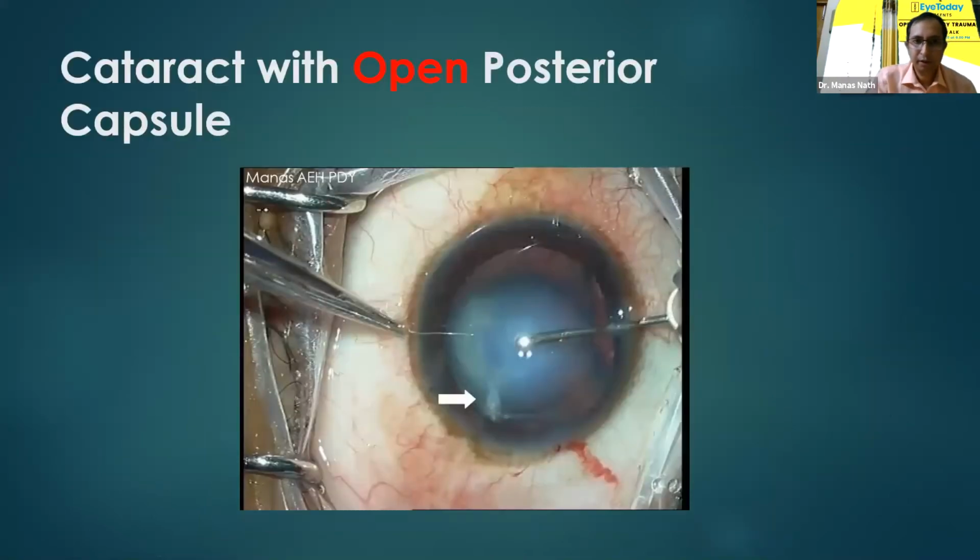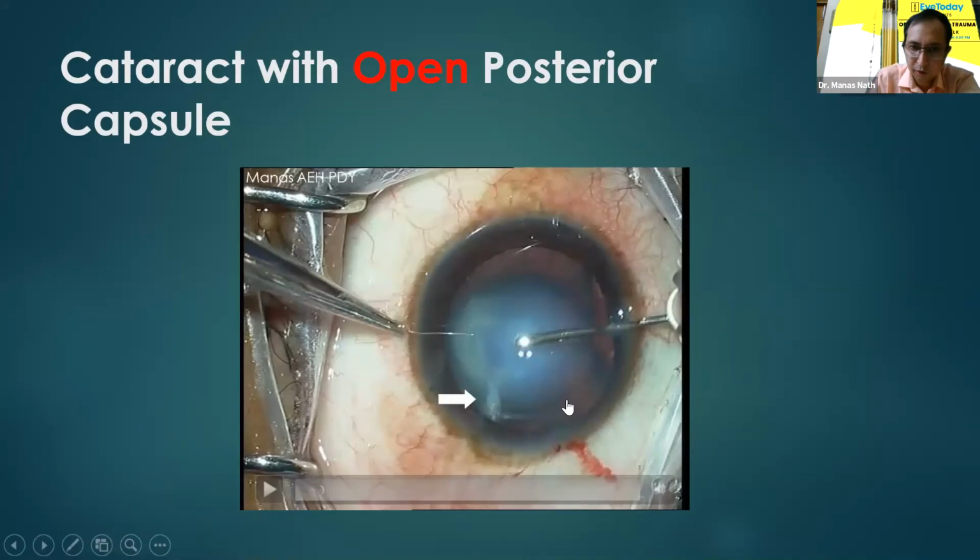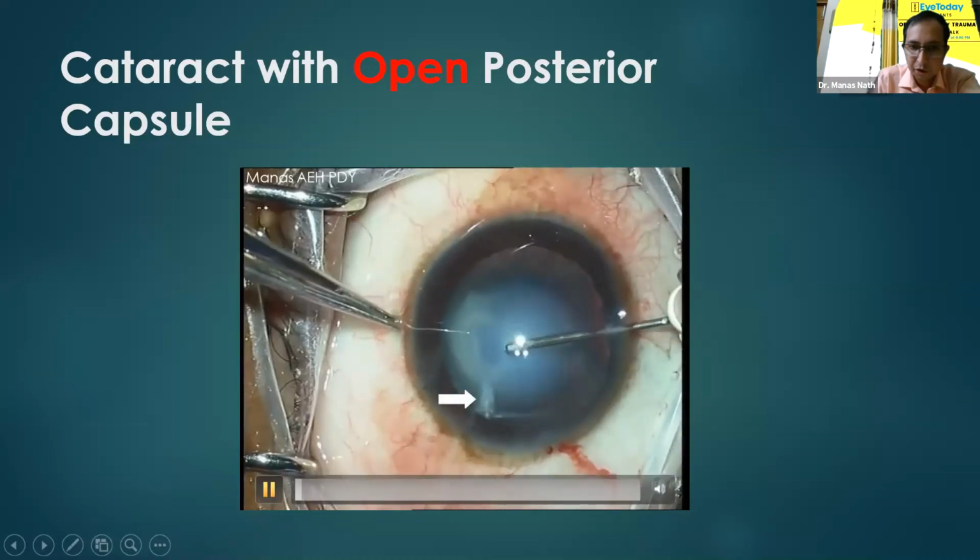This is a case of a thorn injury of long duration. Here you can see that even the entire capsule is fibrosed, and also you can see a faint view of posterior capsular rupture as well. So starting the surgery, initially it will be all routine.